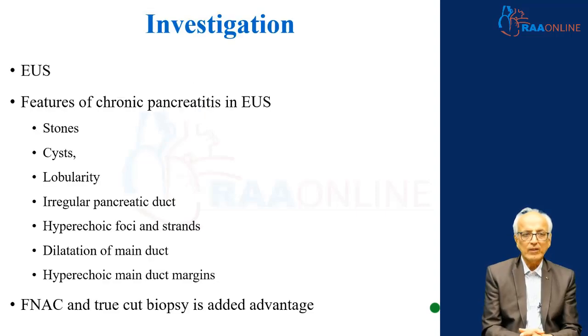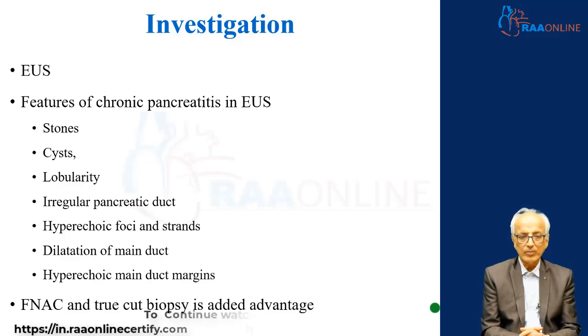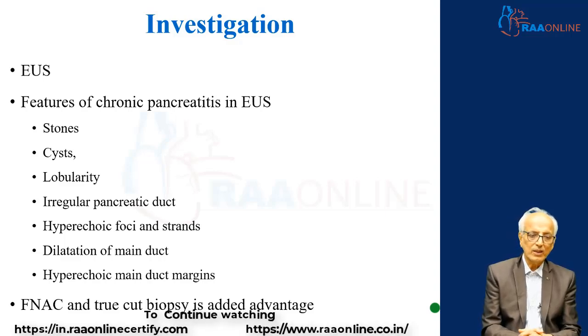Coming to the recent development of endoscopic ultrasound. The features of chronic pancreatitis in endoscopic ultrasound are presence of stone, cysts, lobularity of the pancreas, irregular pancreatic ducts, hyperechoic foci or strands, dilatation of the main duct, hyperechoic main duct margins. EUS has an advantage of doing an FNAC or true cut biopsy of the lesion.